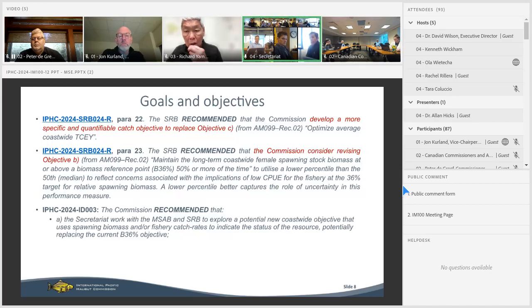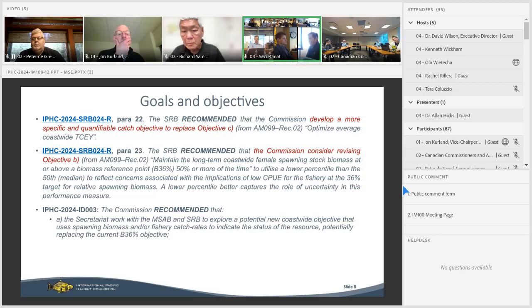So based on recommendations from the SRB and the MSAB, the commission then directed the Secretariat to have a look at some of these objectives. A little bit of background: at SRB 24, the SRB recommended that the commission develop a more specific and quantifiable catch objective to replace objective C, that is, optimize average coastwide TCY. We'll talk about that. Another recommendation from the SRB is that the commission consider revising objective B, the one to maintain the spawning biomass above B36%. And they had some suggestions of maybe utilizing a lower percentile than 50%.